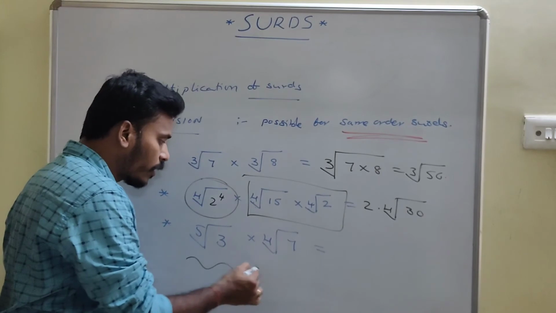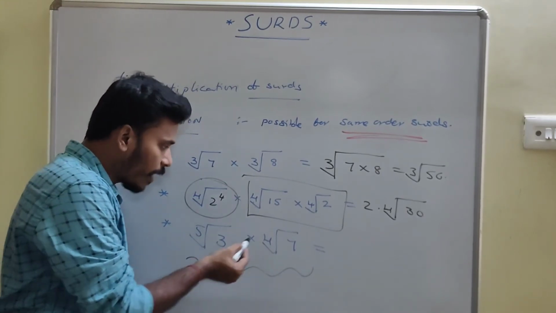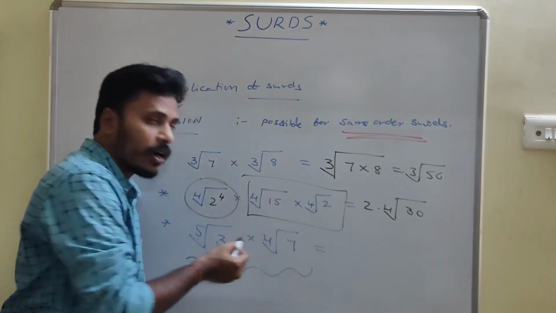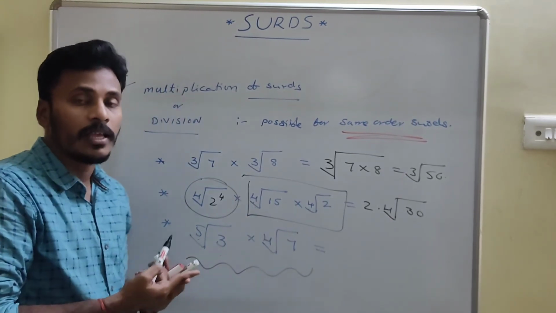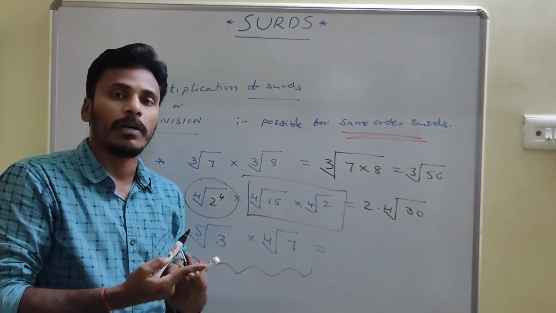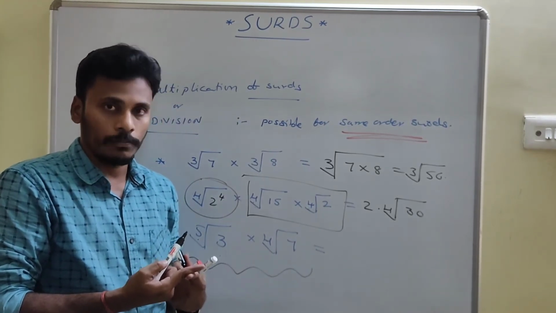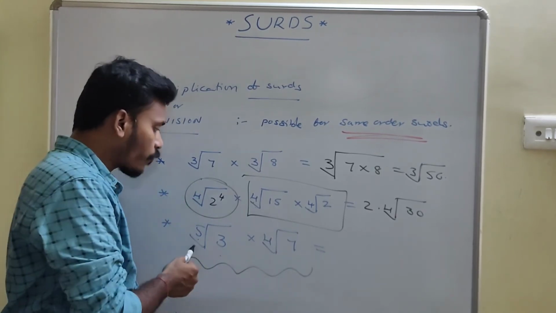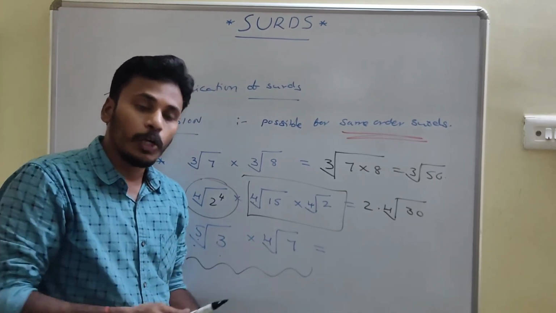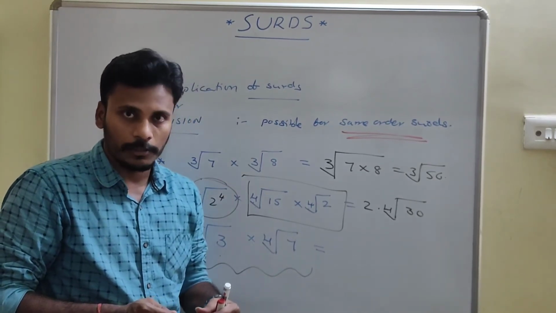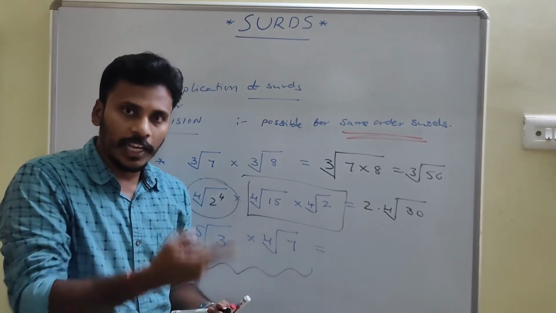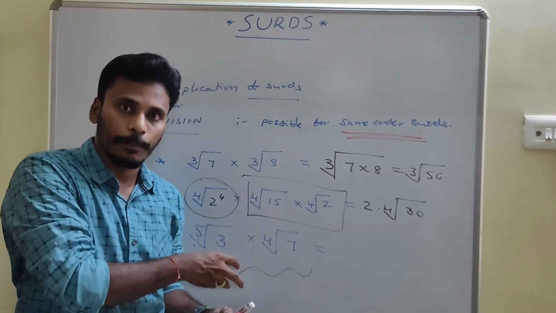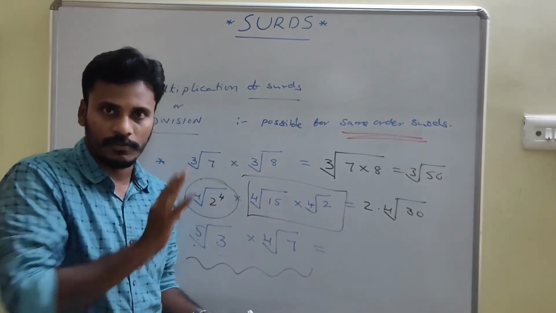Coming to the last one, which I mentioned, 5th root of 3 and 4th root of 7. This is of order 5 and that is of order 4. Both the surds are of different orders, so there is no possibility of direct multiplication. So what do we have to do? We have to convert these two surds into surds of the same order. Here it is 5 and there it is 4. By converting them into surds of the same order, we go for multiplication. In the next session, I am going to discuss the order change of surds, and I will give similar problems in that session.